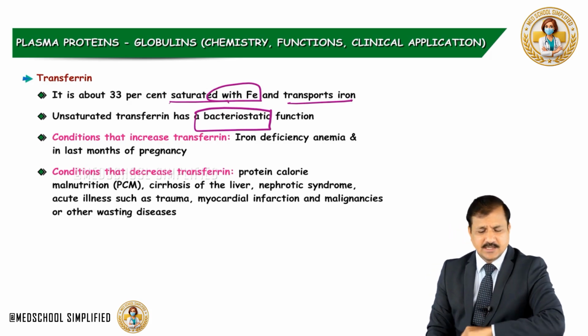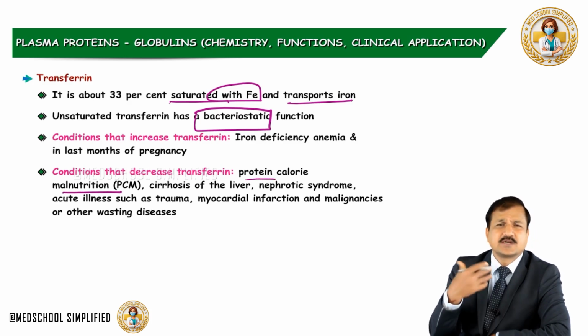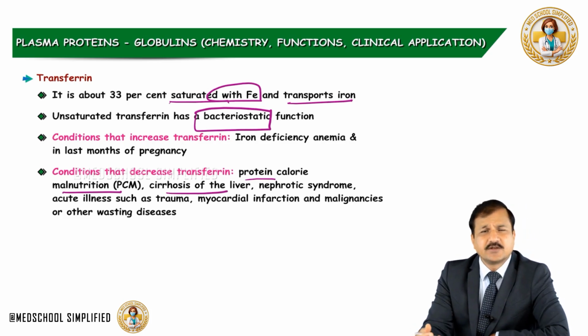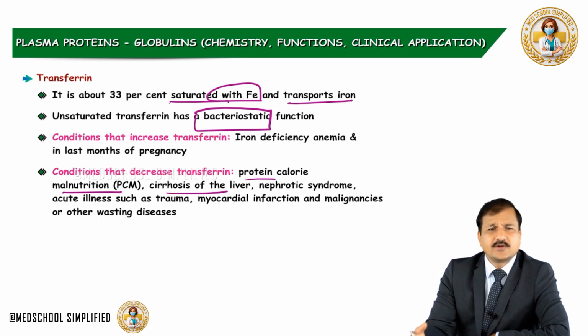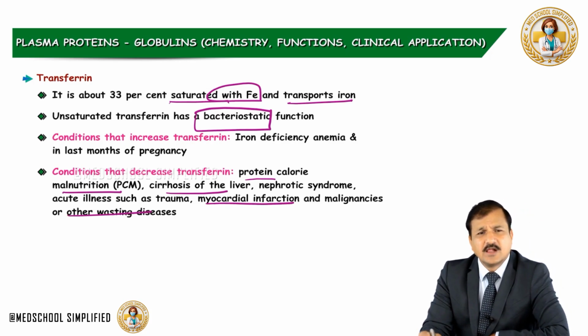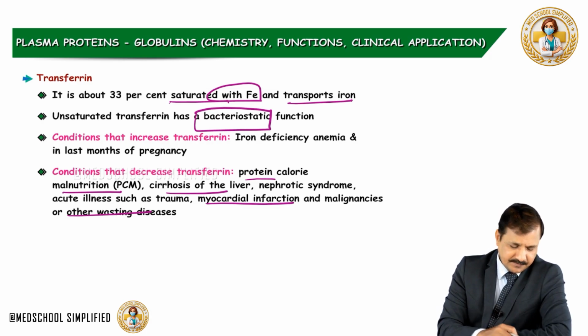Now, the conditions that will decrease transferrin include protein calorie malnutrition because of lack of protein intake, and cirrhosis of the liver, because transferrin is synthesized in the liver, so any issues with the liver will lead to a decrease in transferrin. Nephrotic syndrome, loss of transferrin in the urine; in nephrotic syndrome, most of the proteins are lost in the urine. Or acute illness such as trauma, myocardial infarction, malignancies, and other muscle wasting diseases, where there will be a decrease in transferrin levels in the blood.